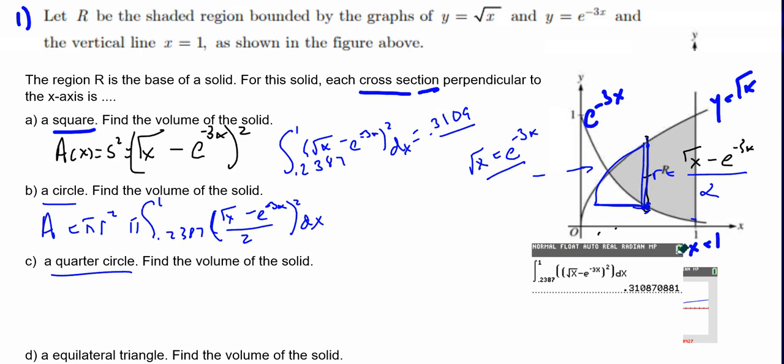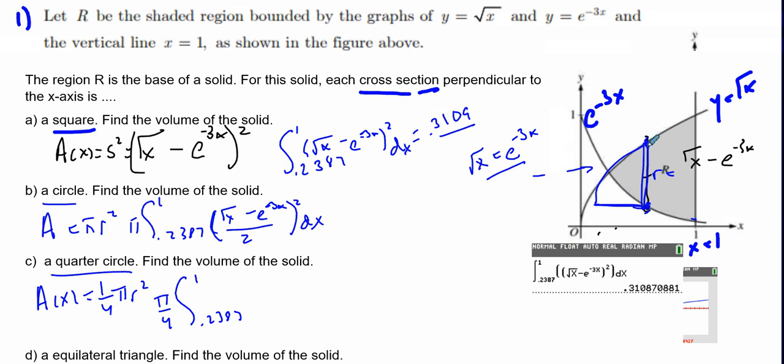And so I'm going to get rid of this 1/2 there, because now in order to find a quarter circle, the area is going to equal 1/4 pi r squared, because that's a quarter circle. Knowing this, I'm going to have pi over 4 as my constant. We're going to go from 0.2387, because that hasn't changed, to 1. But now, what is our r?